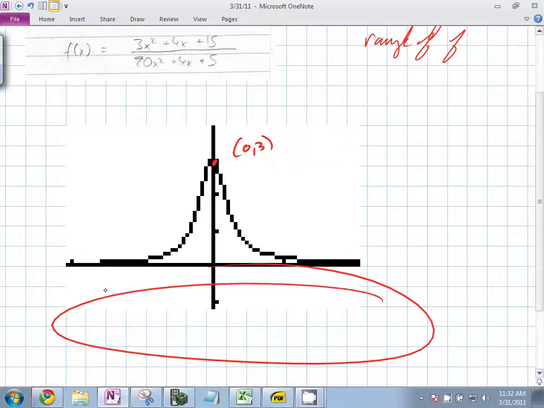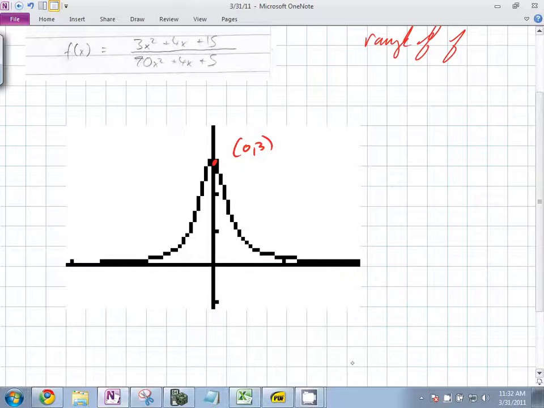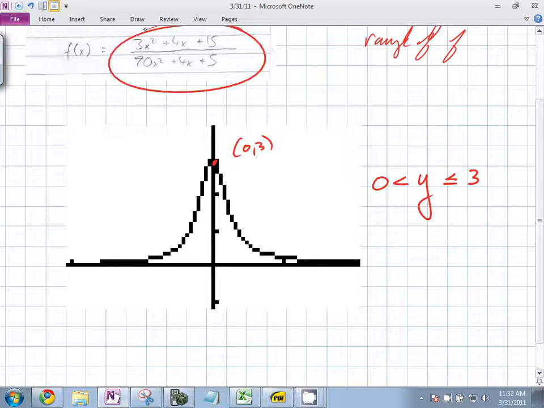It doesn't really look like it's negative. You can actually prove that algebraically, but visually, what does it look like the range is going to be? y is going to be less than or equal to 3 and greater than 0. We can look at this. Can this equal 0? For a fraction to equal 0, what has to equal 0? The numerator, right?